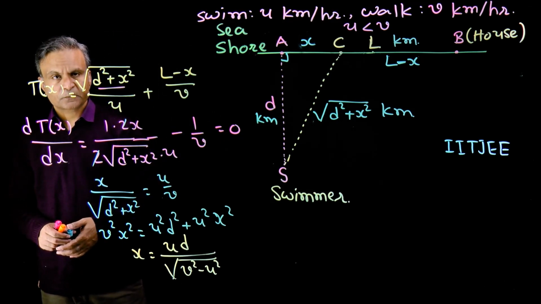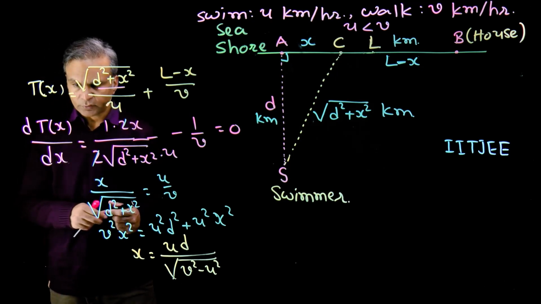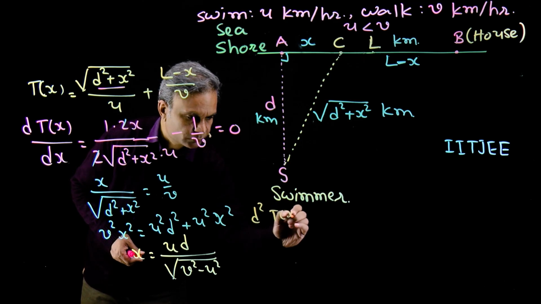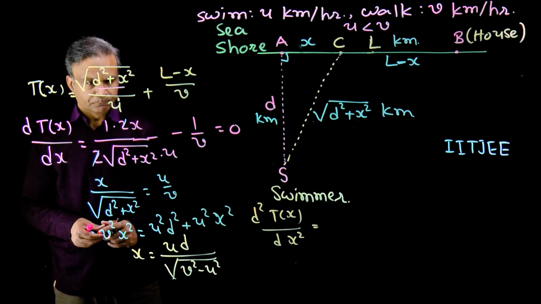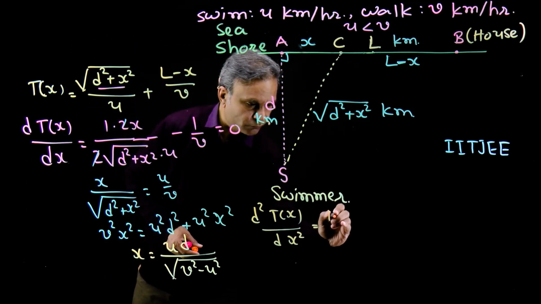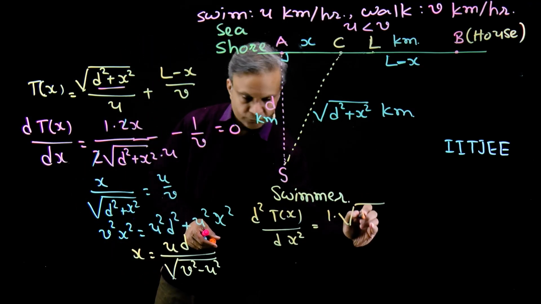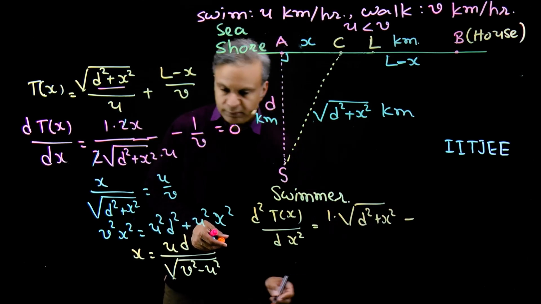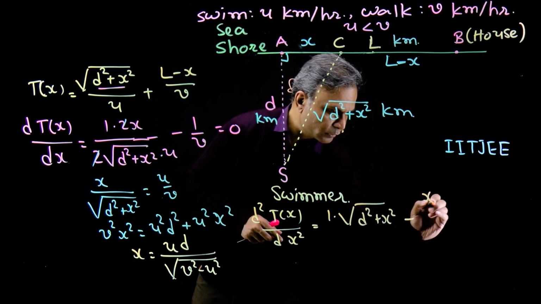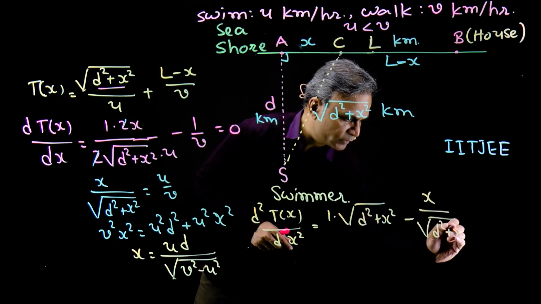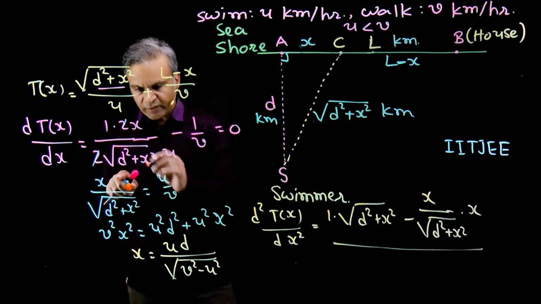कैसे verify करेंगे? We can use second derivative test, okay. Derivative of this will be d square of tx over dx square. This will be using quotient rule here. It will be 1 into denominator, okay, minus derivative of denominator root d square plus x square derivative. It will be x over root d square plus x square multiplied by numerator divided by square of denominator, okay.